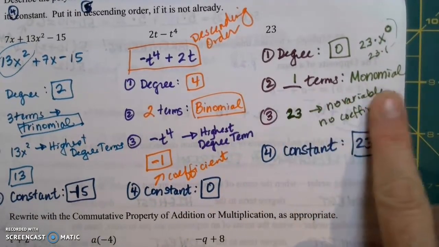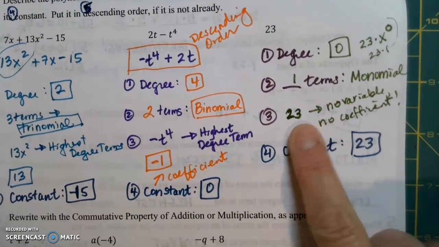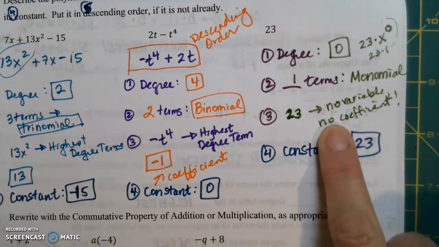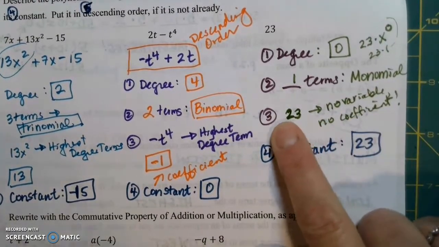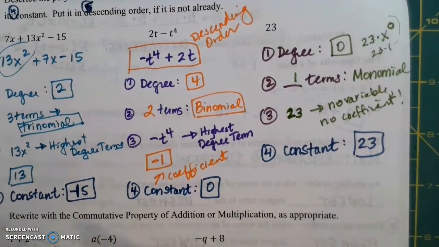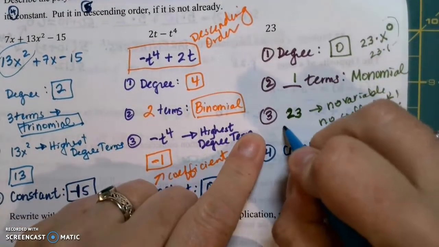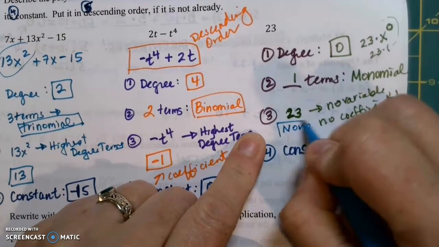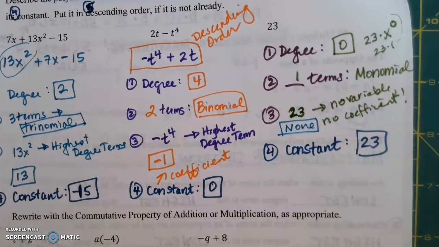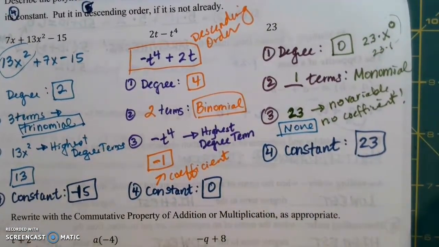There's only one term, so it's a monomial. 23, if it doesn't have a variable, there's no coefficient. So there is nothing, so none for coefficient here. And then the constant is 23, because that's the only thing I've got there. So it's a very boring monomial. Degree 0, one term, it's just the constant 23.